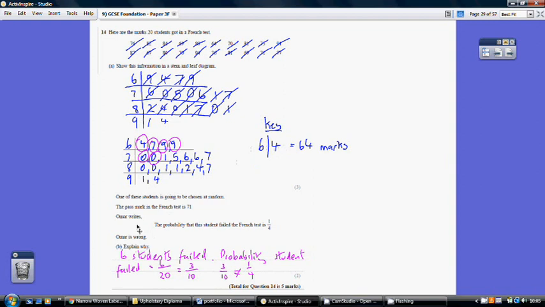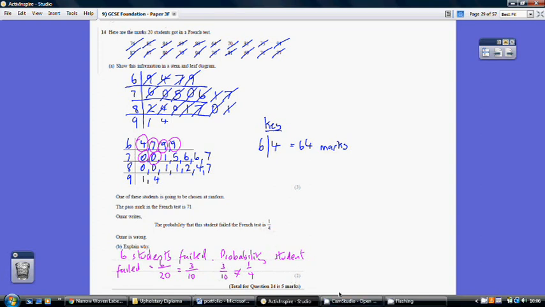Now, part B, one of these students is going to be chosen at random. The pass mark in the French test is 71. Omar writes that the probability the student failed the French test is a quarter. They're wrong. Why? Let's see how many failed. To fail you got less than 71. So the failures were the 64, the 67, the 69, the 69, the 70, and the 70. So 6 students failed. That's 6 out of the 20 students, which is 3/10, and obviously 3/10 does not equal a quarter.